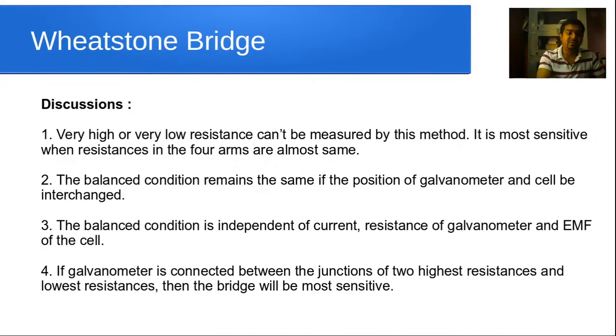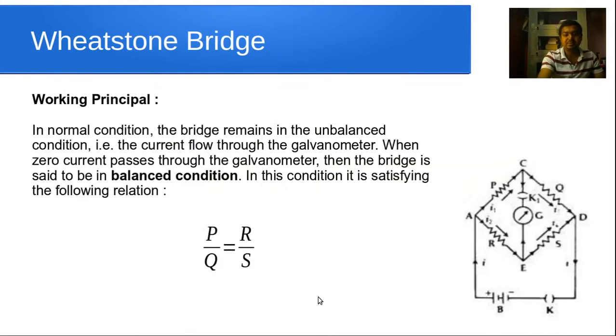Now the fourth point is, if the galvanometer is connected between the junction of the two highest resistances and the junction of the two lowest resistances, then the bridge will be most sensitive. Suppose we have different resistances, P, Q, R and S all different, but of the four arms, P and Q are higher resistances than R and S. If that is the condition, the galvanometer works more properly and very sensitively.